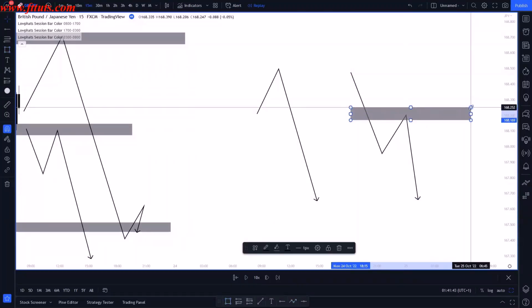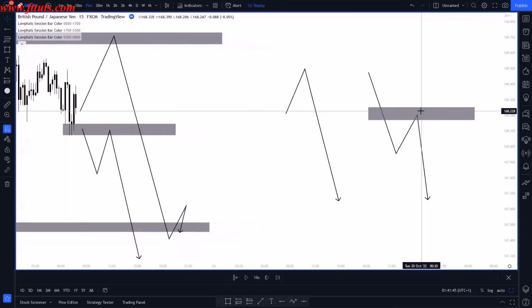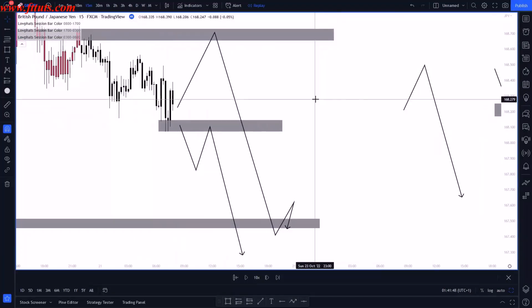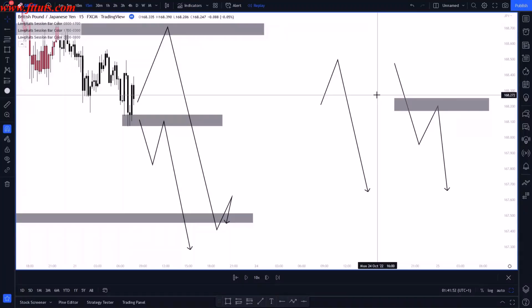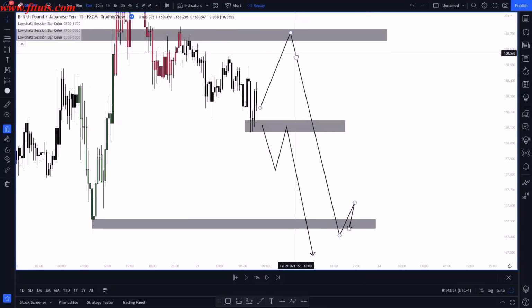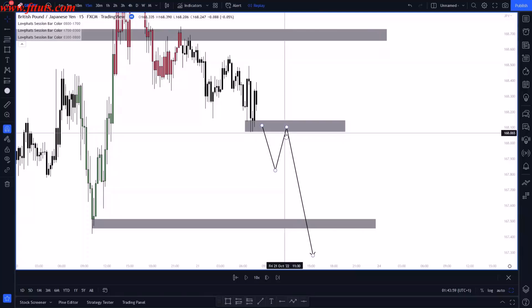So now we know our higher time frame zone, our higher time frame bias. We have our lower time frame zones on, and now we know what we're looking for in terms of market structure. Now we know what we're looking for going into the session. I'll just remove these real quick.